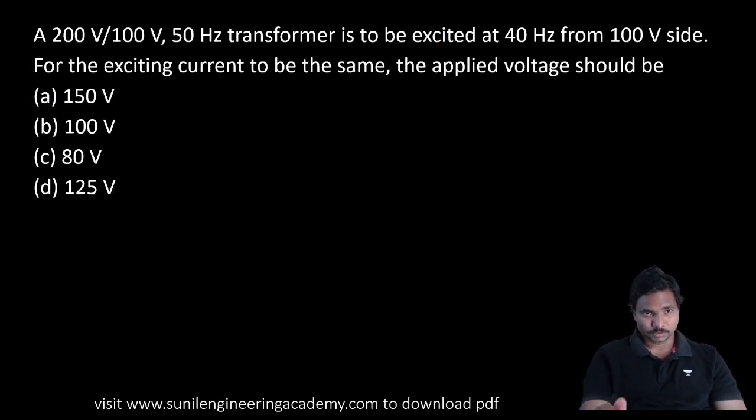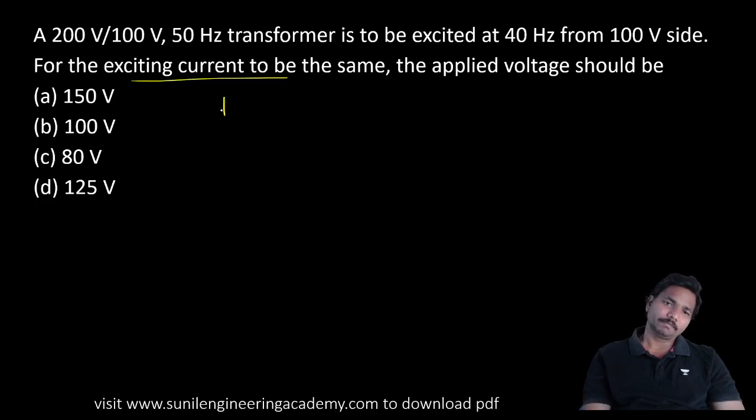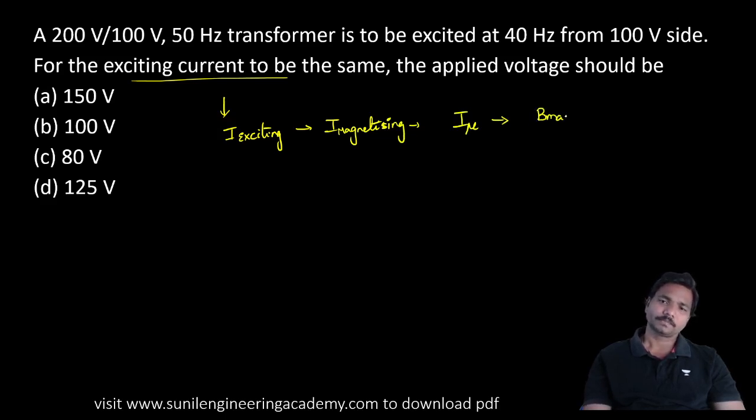Coming to the next one. A transformer having 200 volt to 100 volt, 50 Hz is to be excited at 40 Hz from the 100 volt side. For the exciting current to be the same, the applied voltage should be dash. Here, what is the meaning of exciting current is same? Exciting current or magnetizing current, that is nothing but I mu. So whenever I mu is same, B max is same. B max is same means V by F ratio is same.